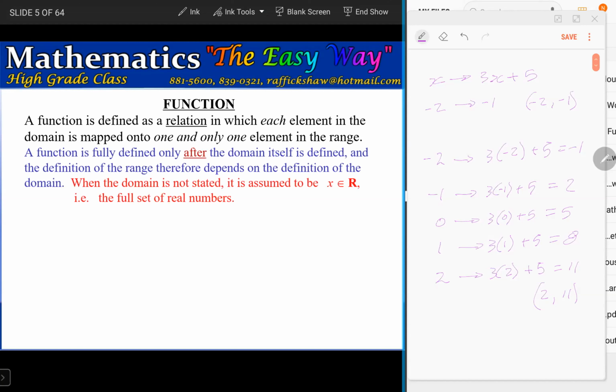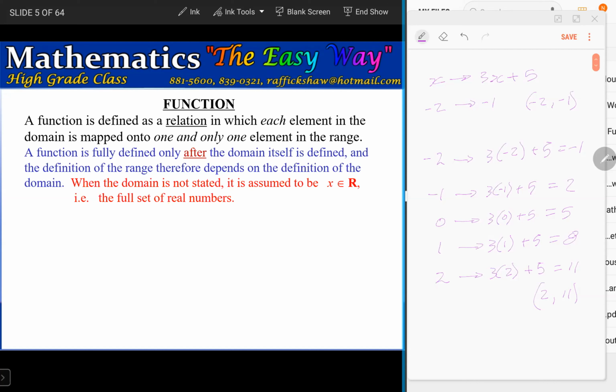So remember I spoke to you about how it is the domain that decides if it is a function or not. So the function can only be fully defined, meaning to say what kind of function it is, only after the domain itself is defined. In other words, you have to know what is happening in the domain to know what kind of function you have, if you have a function or not. The definition of a range therefore depends on the domain. So what happens in the range depends on what is happening in the domain.